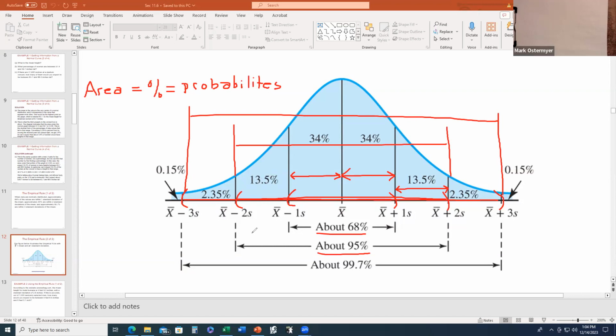Anybody hear what I said? What's the probability that we would expect a data value to fall within the interval from 3 standard deviations below our mean to 2 standard deviations below our mean? You would say that probability is what? What would be that probability?